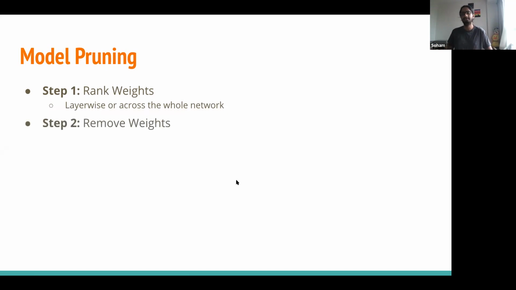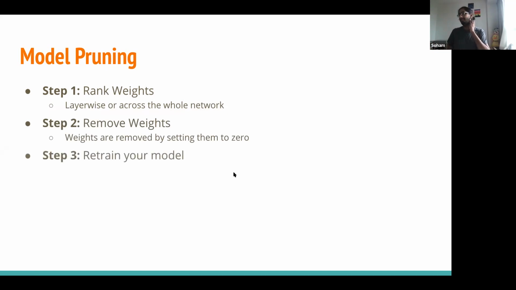Yeah, and then basically you remove weights. So how do you remove weights? It's very simple. You just set those weights to 0, and that way that calculation does not need to happen. So we are removing weights at the end of the day, and we do have to do a bit of retraining or fine tuning of our model after we prune our weights. That helps to get back some of the drop in accuracy that happens when we perform model pruning.